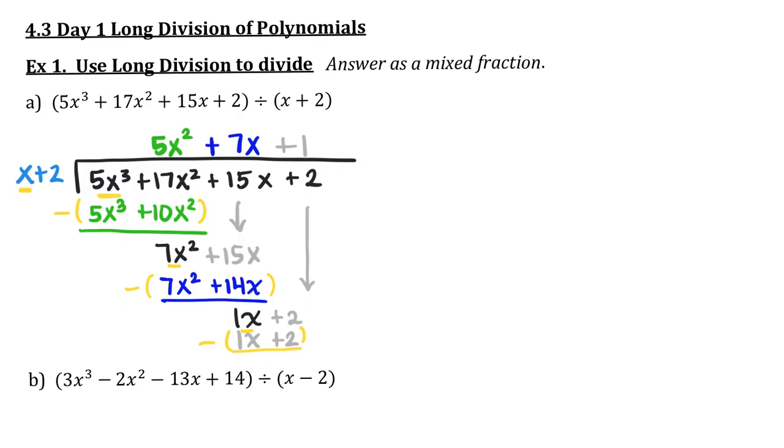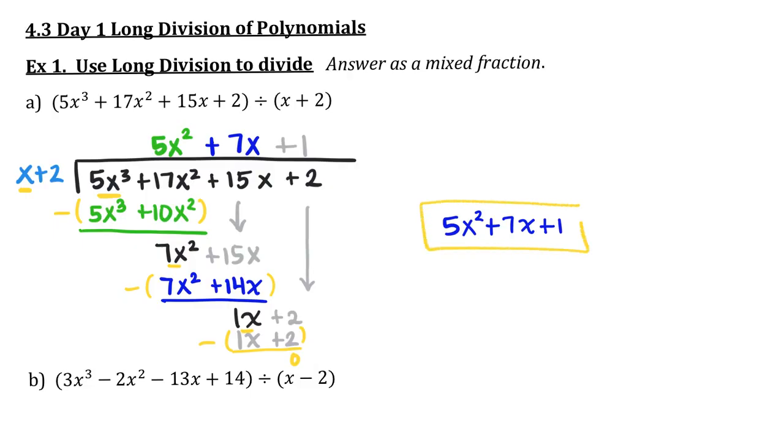So the remainder is 0 here, which is not always true. So if I do this divided by this, I get this as my answer. My answer is 5x squared plus 7x plus 1.